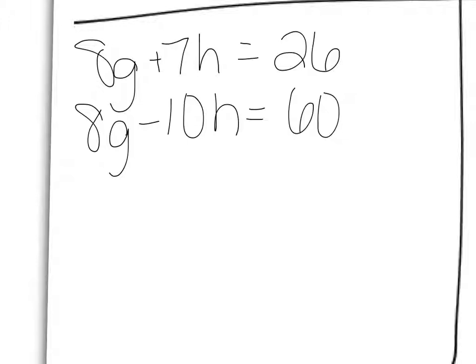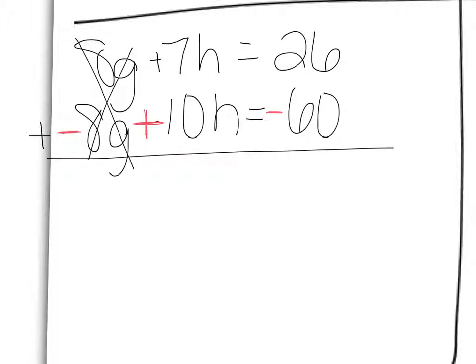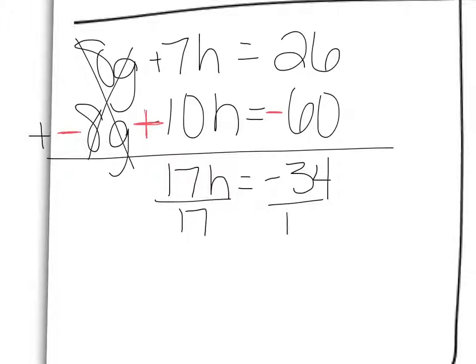So the positive 8g becomes a negative 8g. Do we do that at the top too? Nope, just one equation. Because if you do it to the top, then it's not going to eliminate. The negative 10h turns to a plus 10h, and the positive 60 turns into a negative 60. Once you change everything to its opposite, then you can go back and add them together. 8g plus the negative 8g, those cancel out. 7h plus 10h gives me 17h. 26 minus 60, negative 34. When you solve for h, you should find that h equals -2.